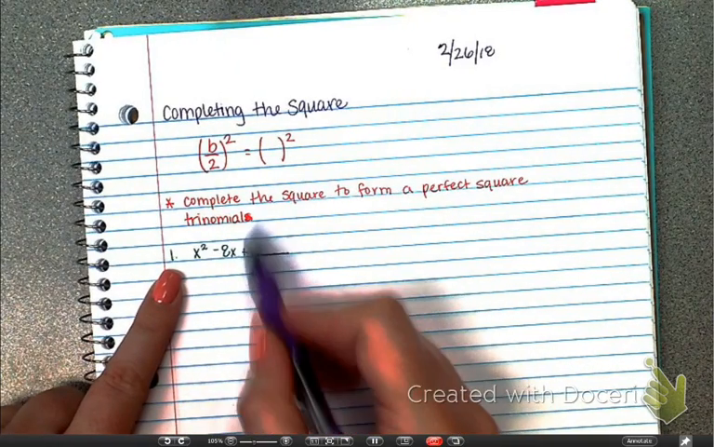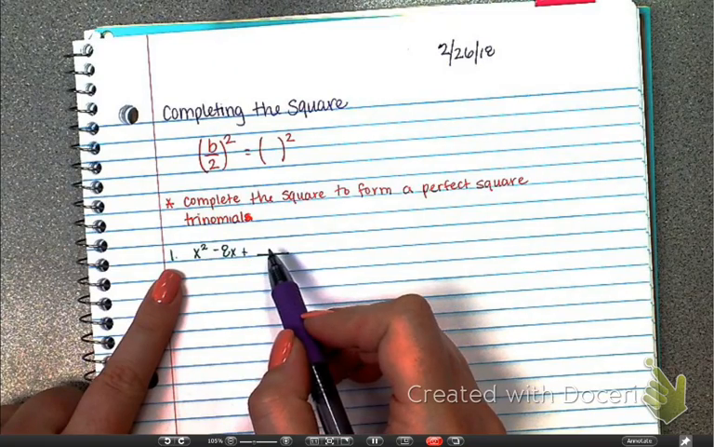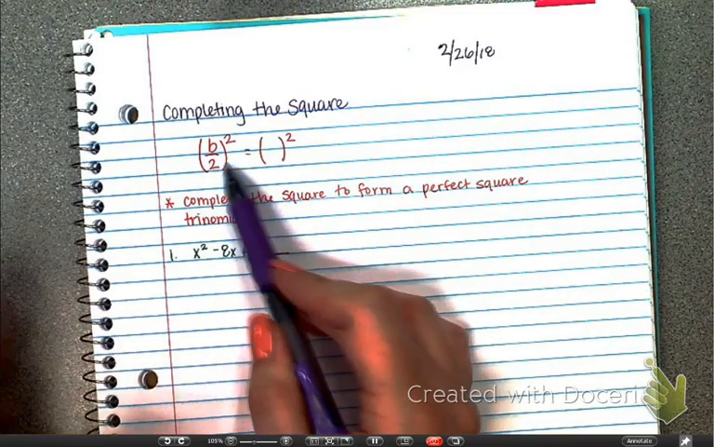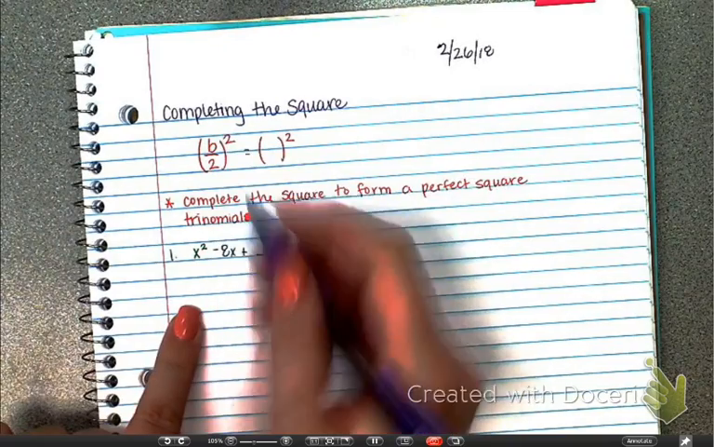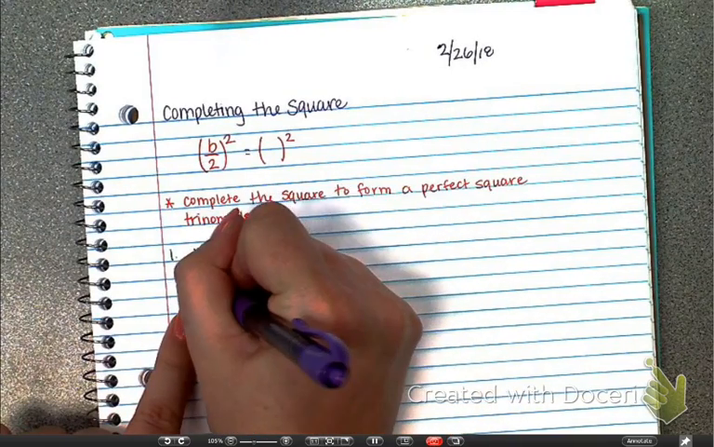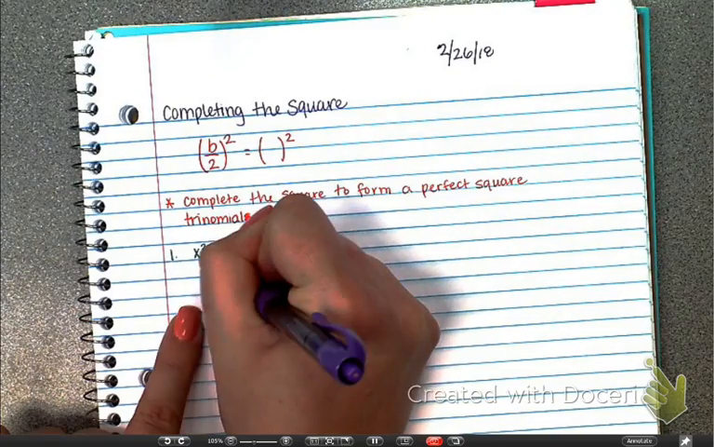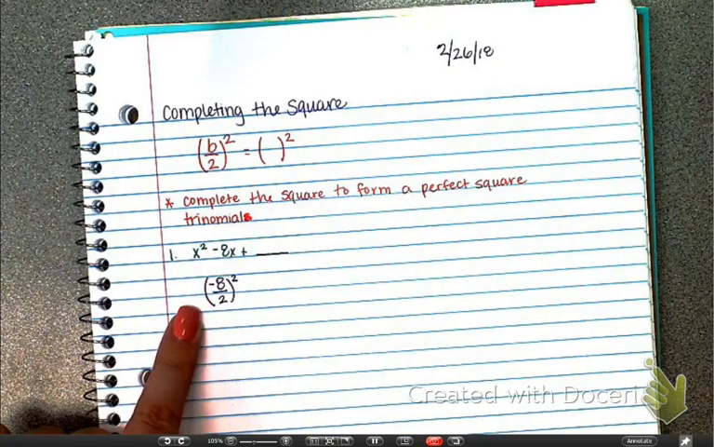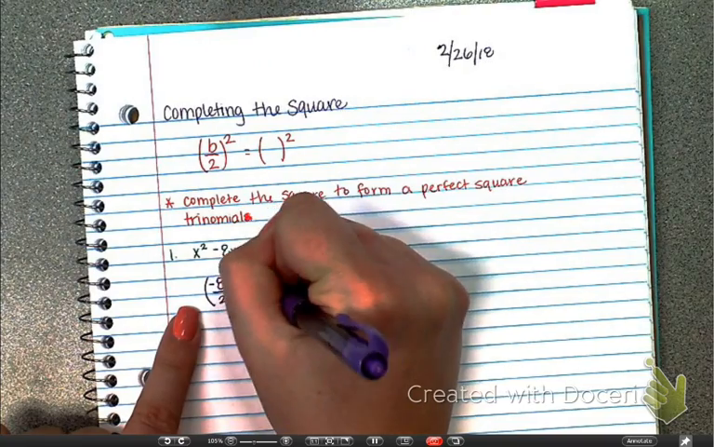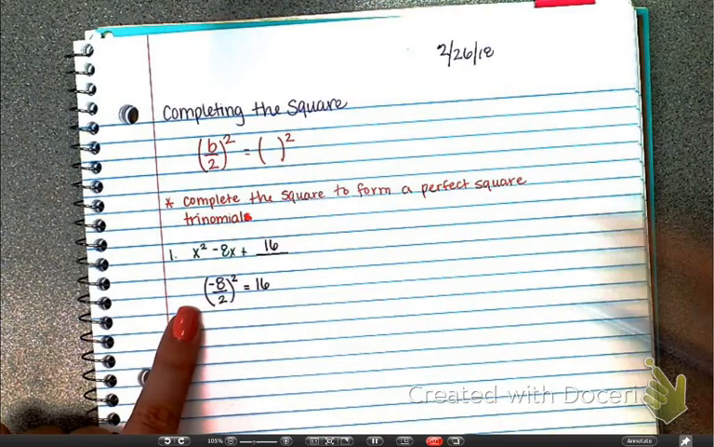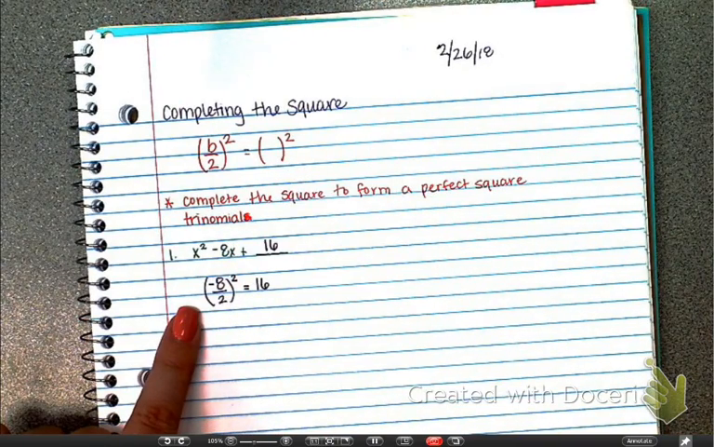We're filling in c. Okay, so I'm going to take this formula, if that's what we want to call it, and figure out what this c term is. So negative 8 divided by 2 squared is what? So negative 8 divided by 2 is negative 4. Negative 4 squared is 16. Okay, that's what we're filling in there.